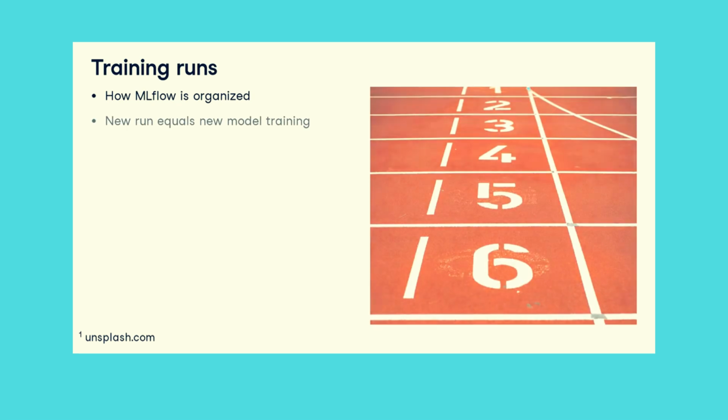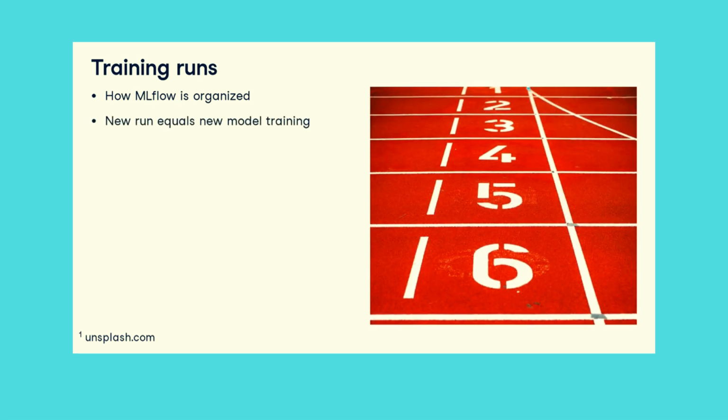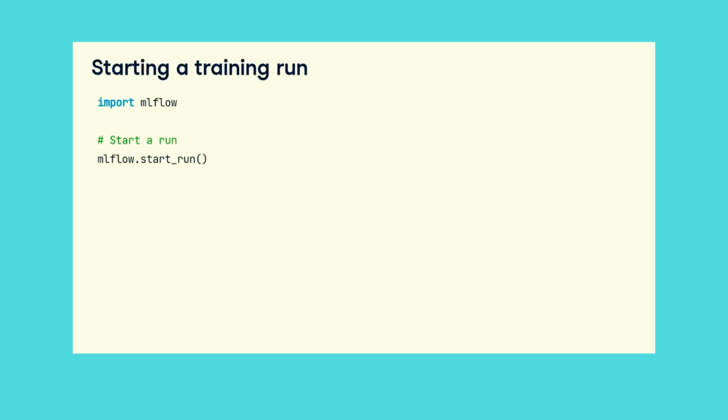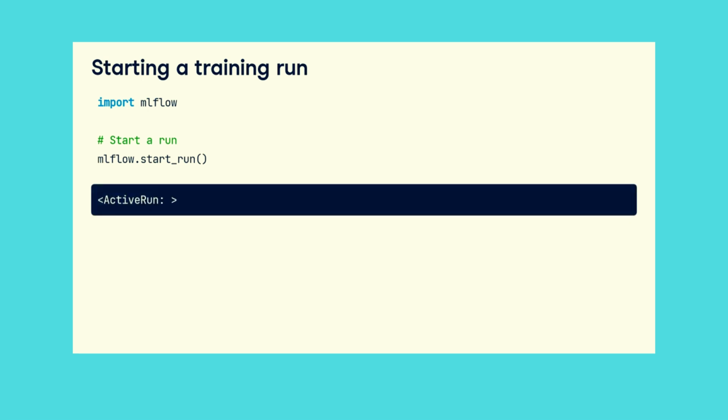MLflow Tracking is organized around a concept called runs. A new run means new model training, and information about the model is logged to MLflow. Each run is also placed within an experiment. A run can be started with the start run function from the MLflow module. When a training run is started, the MLflow module sets the run as active. When a run is active, all metrics, parameters, and artifacts will be logged under the current active run.